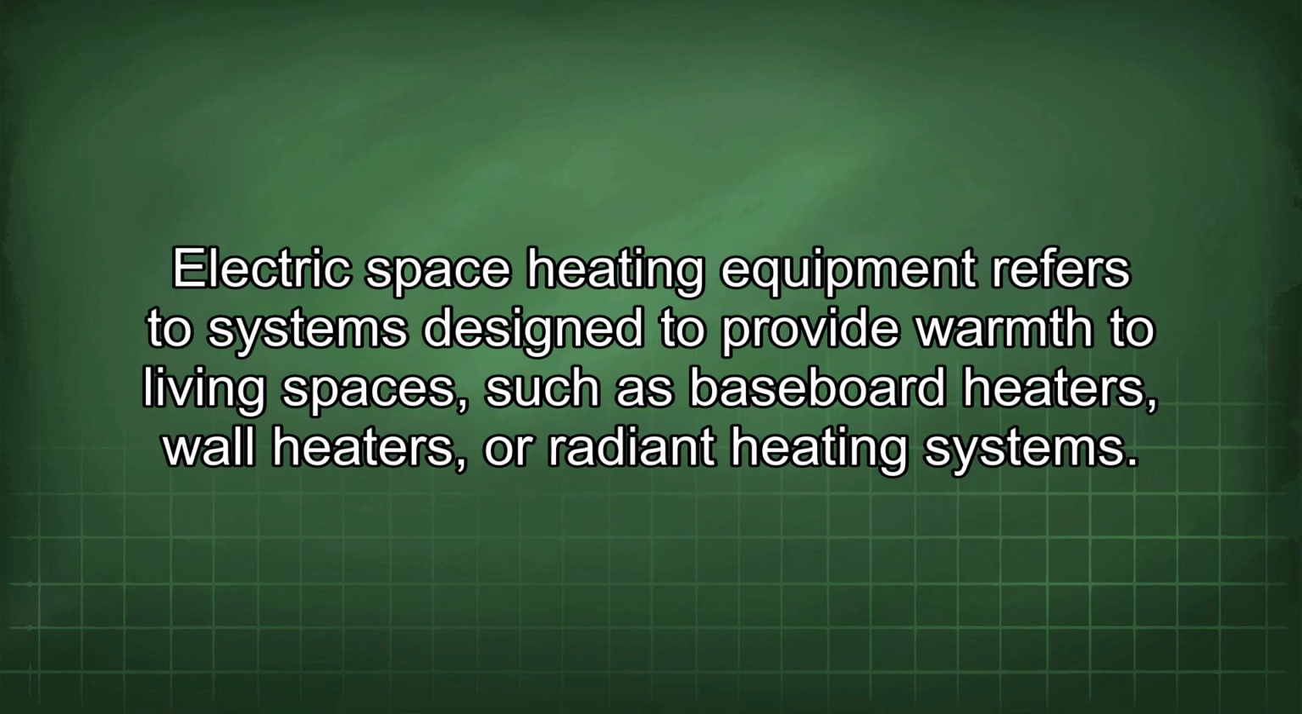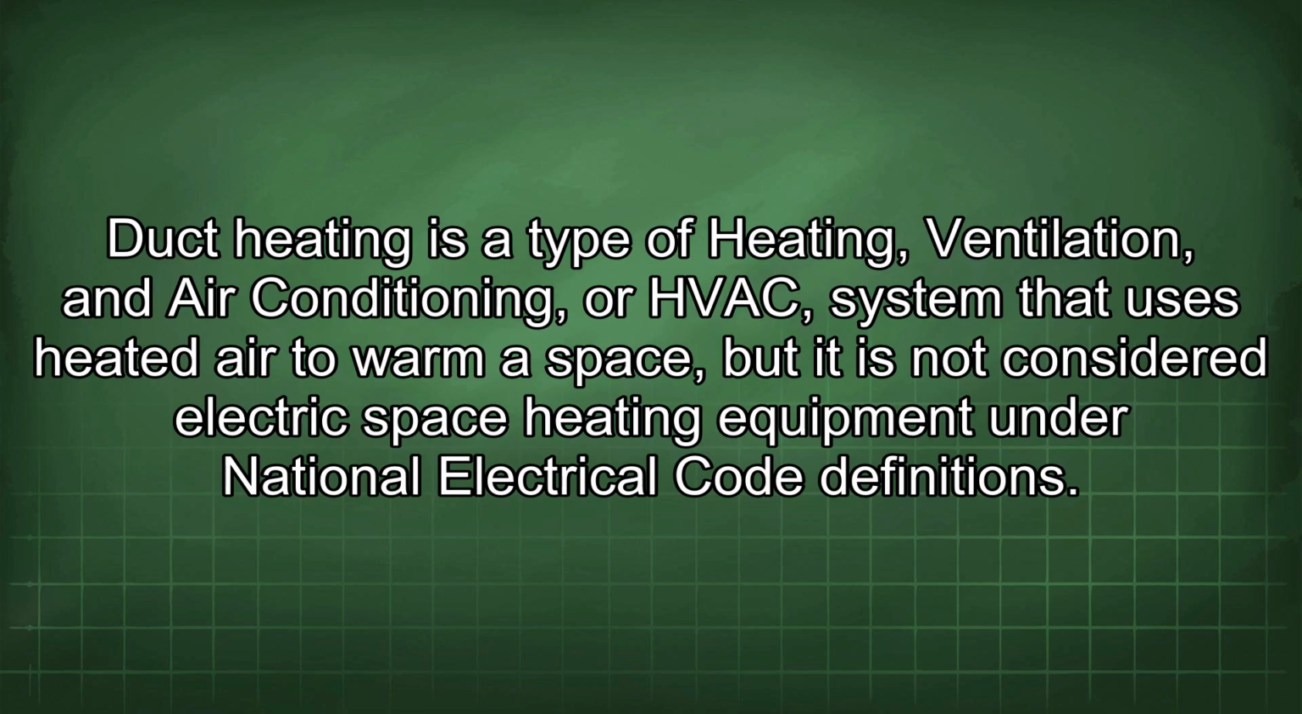Electric space heating equipment refers to systems designed to provide warmth to living spaces, such as baseboard heaters, wall heaters, or radiant heating systems. Duct heating is a type of heating, ventilation, and air conditioning, or HVAC, system that uses heated air to warm a space, but it is not considered electric space heating equipment under National Electrical Code definitions.